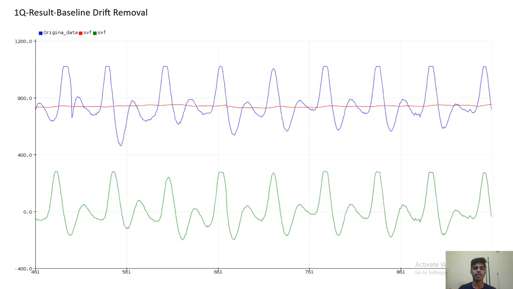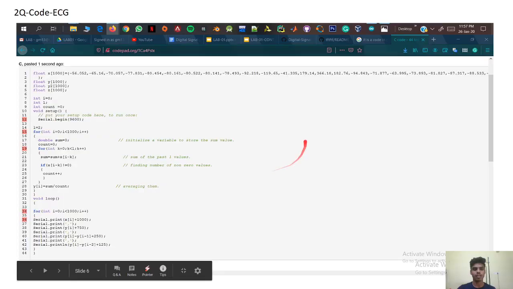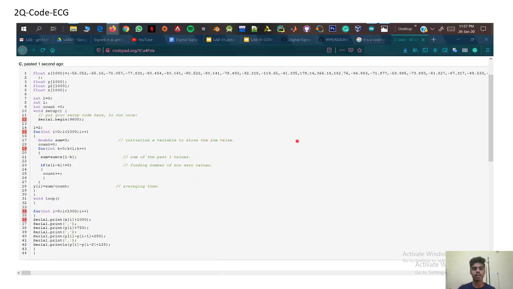Next we will be performing the operations on the ECG sample data which we have been given. We perform operations similar to the first code, which was a real-time one, except that we have been given input sample data of 1,000 samples. We are performing the similar operations to the real-time one.